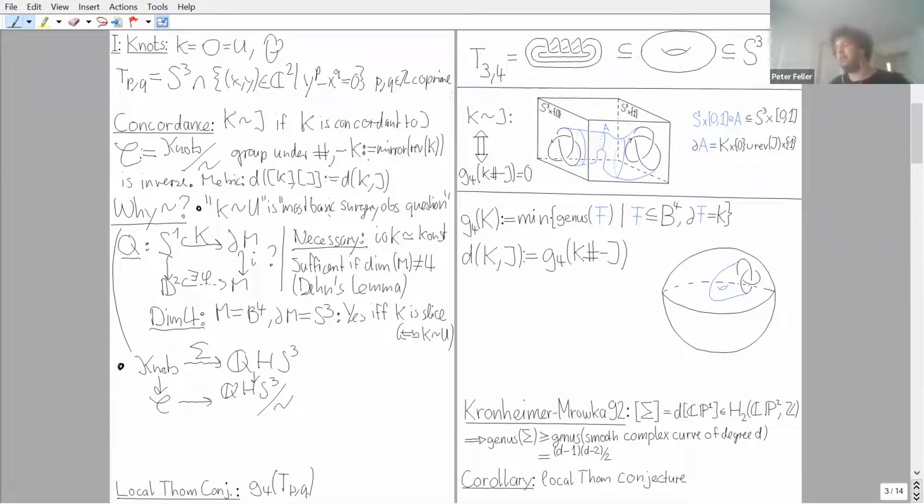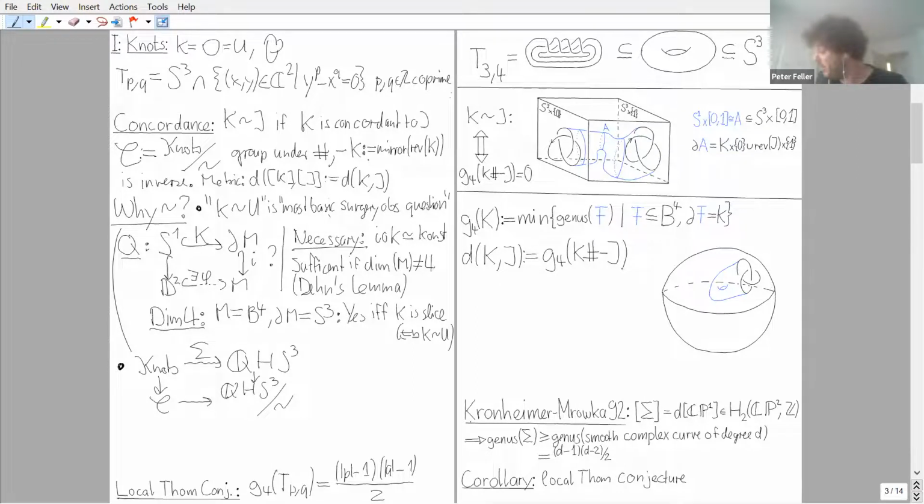Now, if P, Q are any coprime integers, you know what the 4-genus is. And the 4-genus of this thing is (|P| minus 1) times (|Q| minus 1) over 2. So that's the statement of the local Thom conjecture. But I do think it does it a little bit of a disservice to just write it like this. It says something much more fundamental about complex surfaces being minimizing.